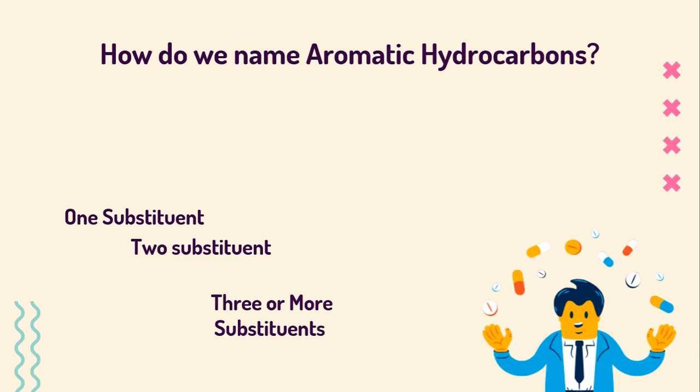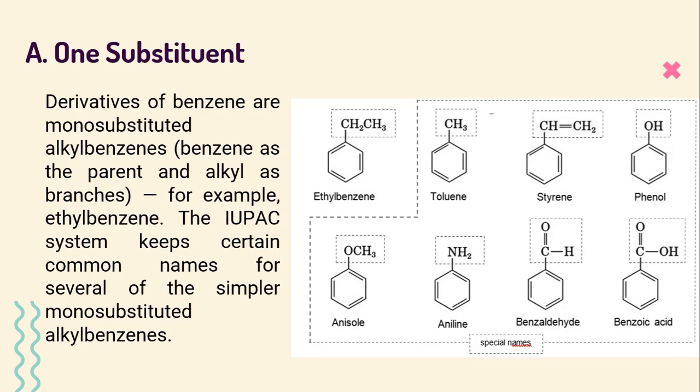How are we going to name these aromatic hydrocarbons? When we say aromatic hydrocarbons, they have a benzene-like structure in their components. They can have one substituent, two substituents, or three or more substituents. For one substituent, derivatives of benzene are monosubstituted alkyl benzenes. Benzene is your parent, and there is an alkyl branch connected to it. For example, ethyl benzene: your benzene is here and your ethyl is connected to it.